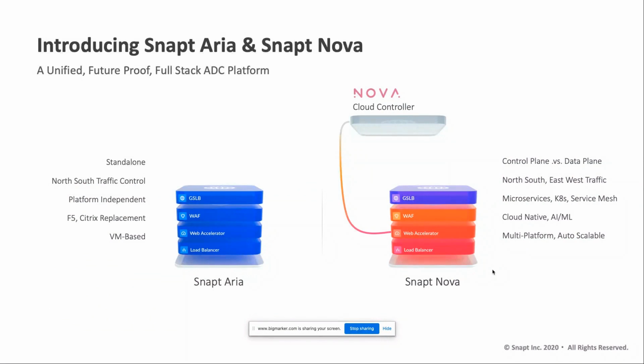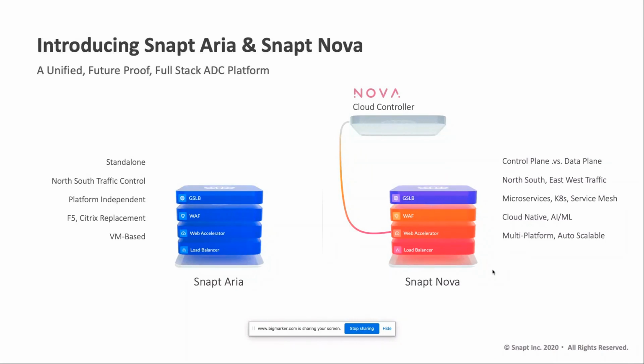To move forward, we are essentially introducing Snapt Aria and Snapt Nova. Within the Snapt ADC platform, we have two products. It's a complete and unified future-proof ADC platform that is aiming to address both the traditional workloads as well as new and modern microservices types of workloads that are deployed in containerized and cloud platforms.